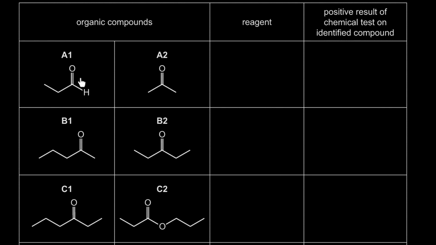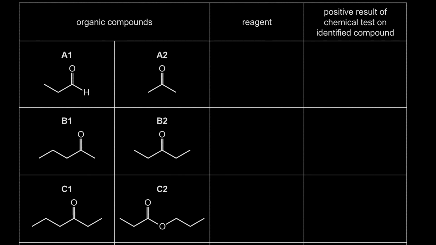Now, when we talk about a test to distinguish between the two, right, what we're saying is that the test will give a positive result with one of them and not the other one, right? So in A1, we have an aldehyde, and in A2, we have a ketone. And we should know that aldehydes can undergo oxidation to form carboxylic acid, or they can be oxidized to form a salt of a carboxylic acid, right? So aldehydes can be oxidized by acidified dichromate 6 or by acidified manganate 7. So with acidified dichromate 6, we would see a color change from orange to green. With acidified manganate 7, we would see a color change from purple to colorless, right?